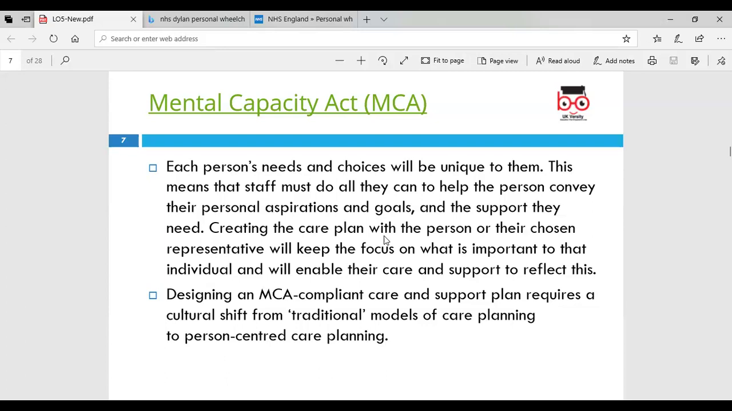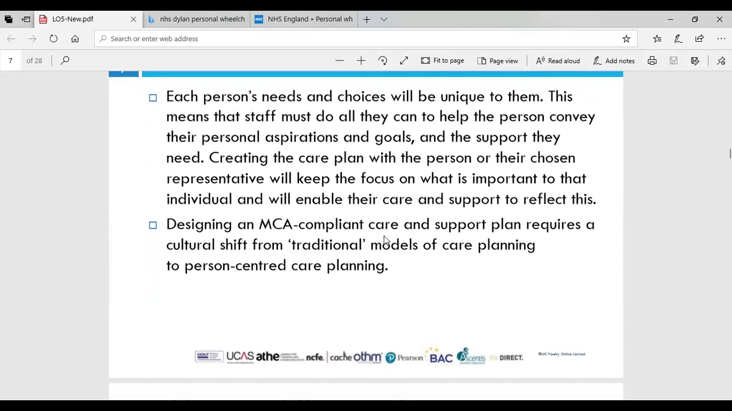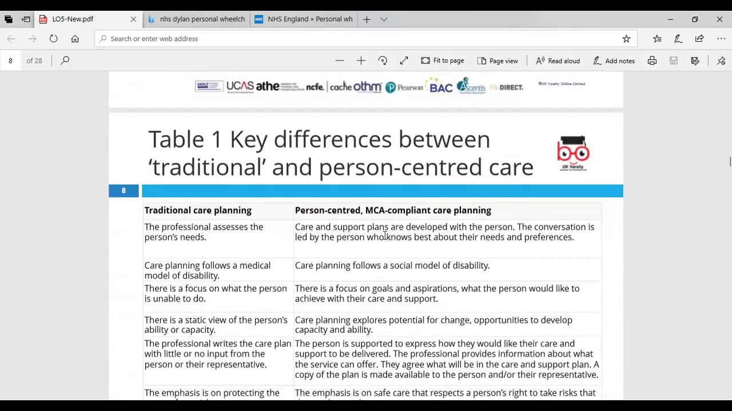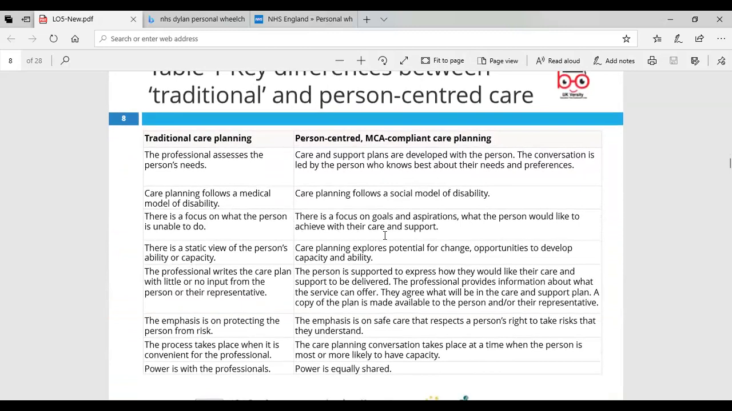Whenever you're designing a Mental Capacity Act compliant care and support plan, this requires a cultural shift. You're moving from traditional models of care planning to person-centered care planning. For instance, there's a person who has certain objections to a certain care that you provide to support their mental health. So you'll have to adapt according to their situation. There's a table that shows key differences between traditional care, what was there before, and person-centered care.